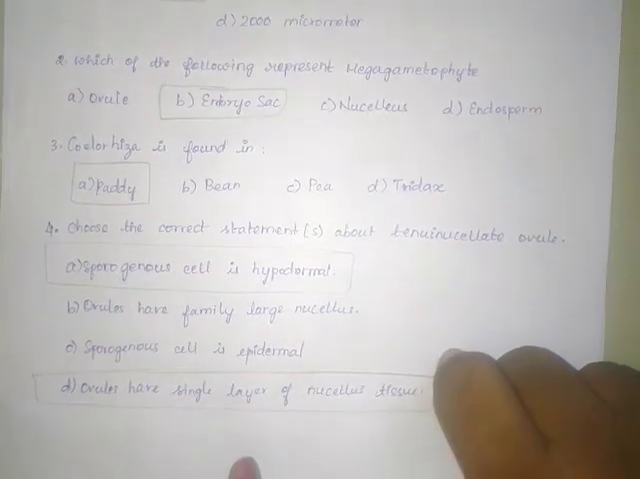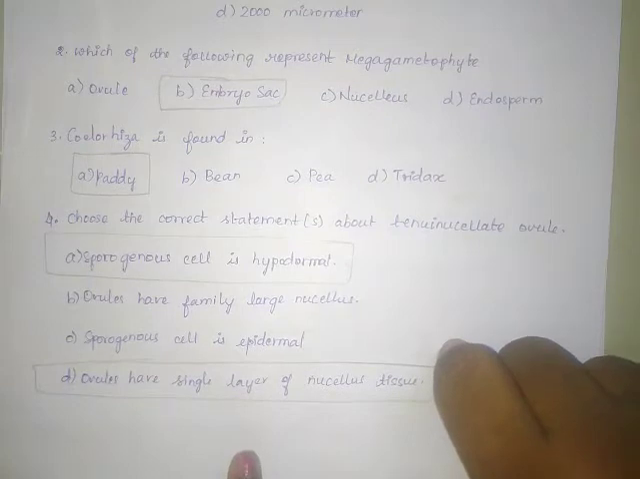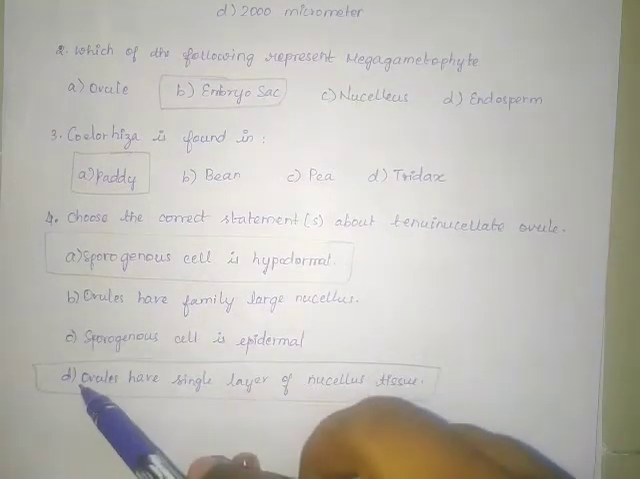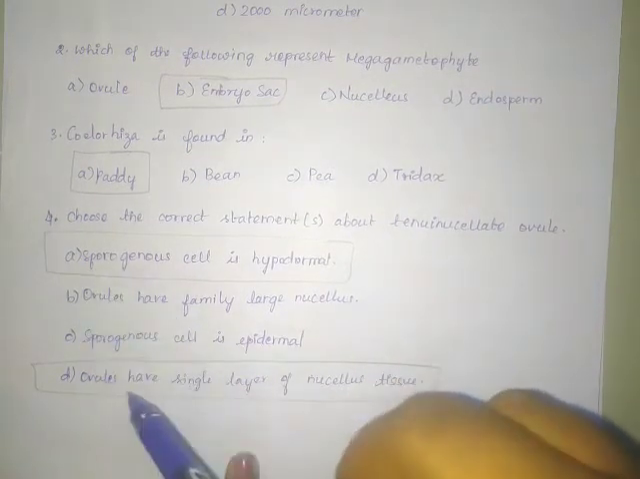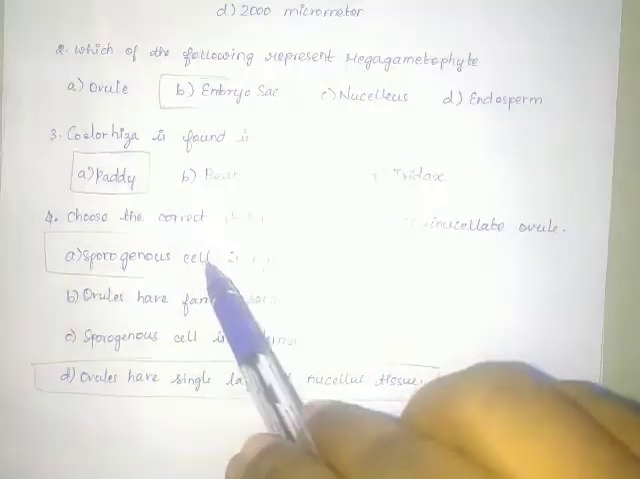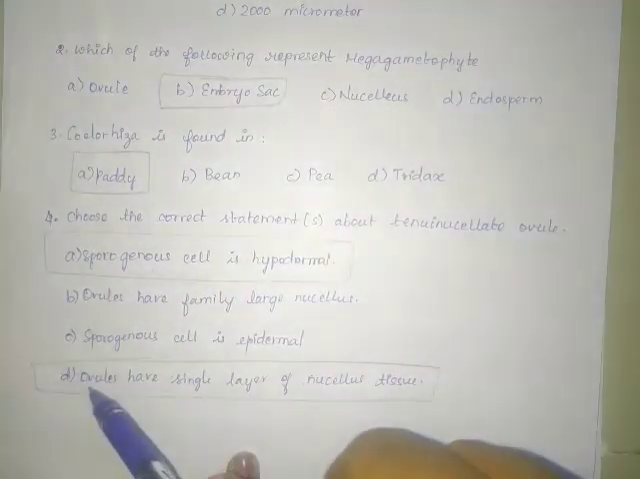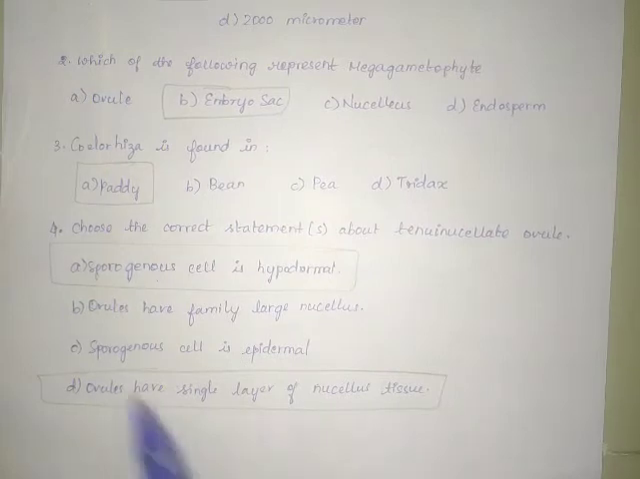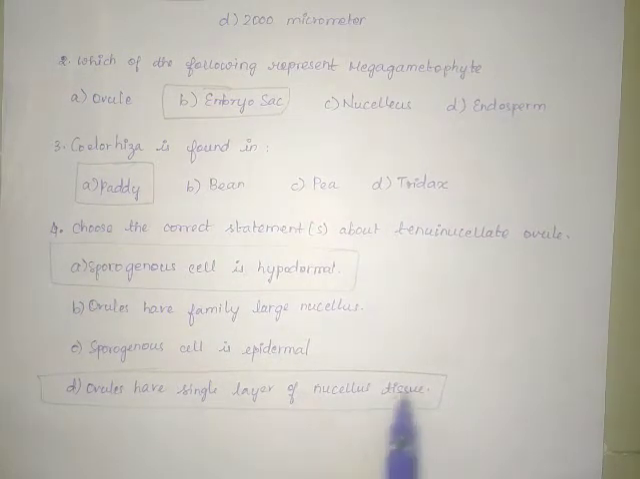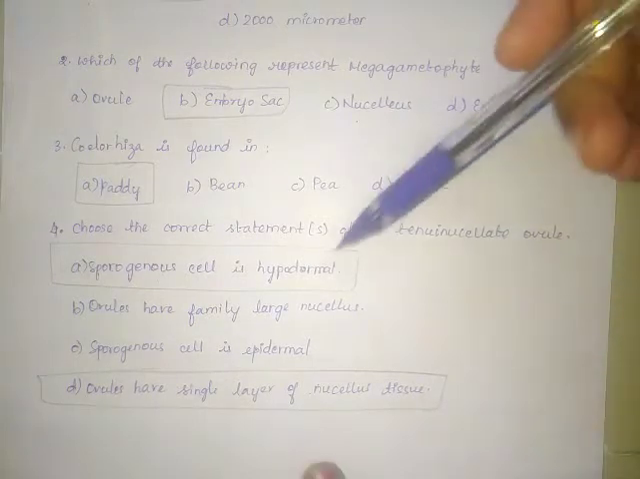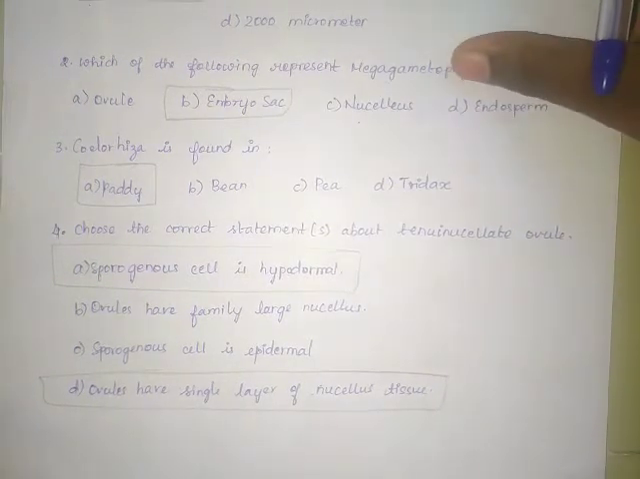For fourth question, the correct option is both A and D. So I have marked both the answers. Option A: sporogenous cell is hypodermal. Next, option D: ovules have single layer of nucellus tissue. So for fourth question, the answer is both options A and D.